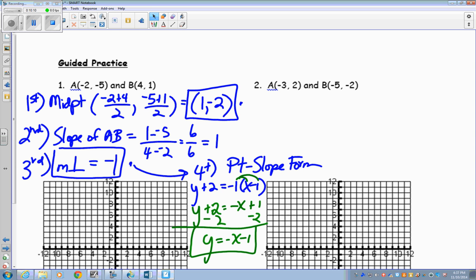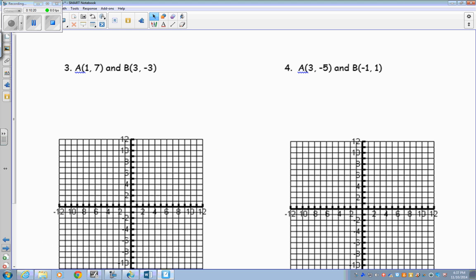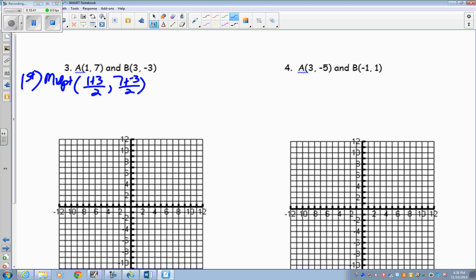We can also do the same thing for example 2. In class, we really focused on number 3, because I wanted you to be comfortable with getting fraction answers. So we're going to go through the same steps. First, we do our midpoint. Our midpoint is our average of our x coordinates and our y coordinates. So it's 1 plus 3 divided by 2, 7 plus a negative 3 divided by 2. We get 4 over 2, and we get 4 over 2.